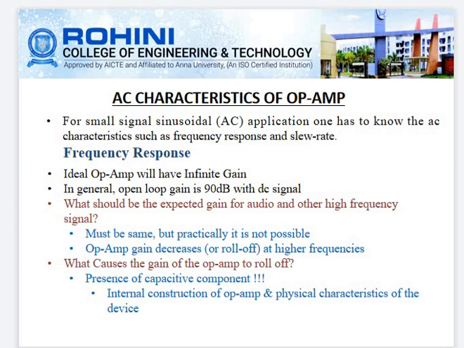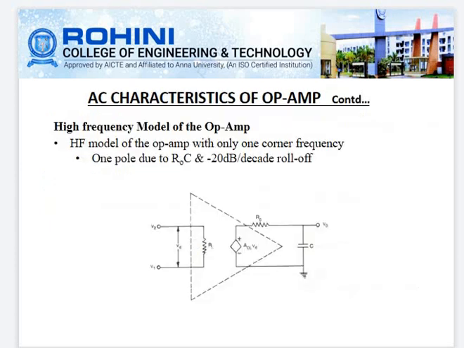What causes the gain of op-amp to roll off? The presence of capacitive components in the op-amp causes the gain to roll off, along with the internal construction of the op-amp and physical characteristics of the device. The high frequency model of operational amplifier is shown in the figure. It is the high frequency model with only one corner frequency. That means one pole is obtained due to R0 and C in the output of the operational amplifier, and this device has a roll-off rate of minus 20 dB per decade.